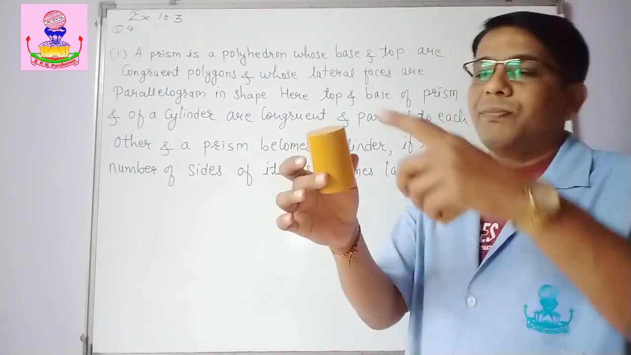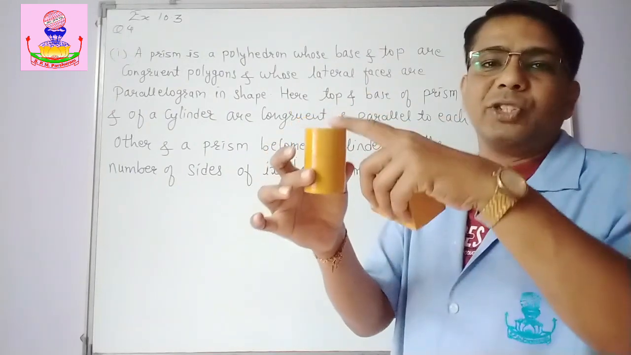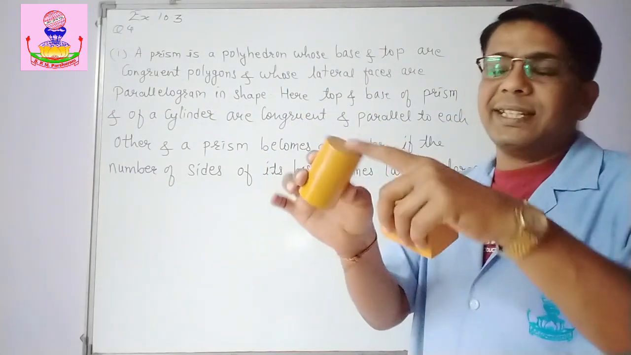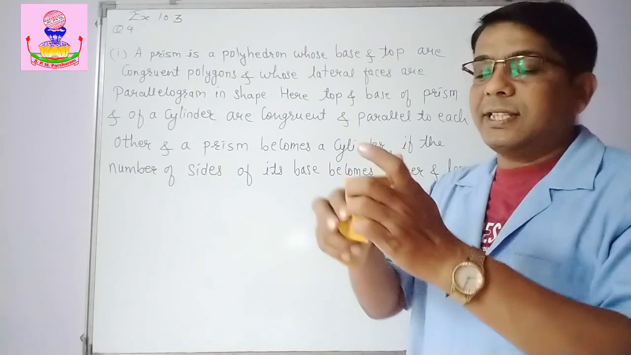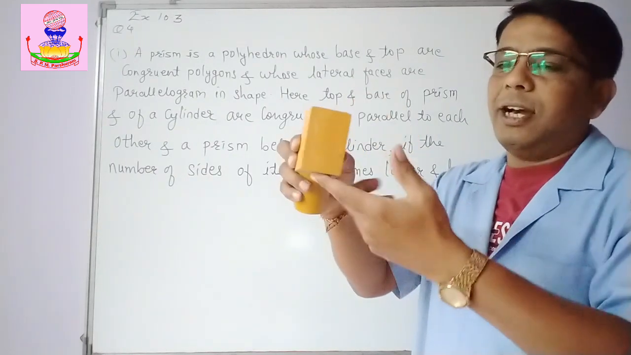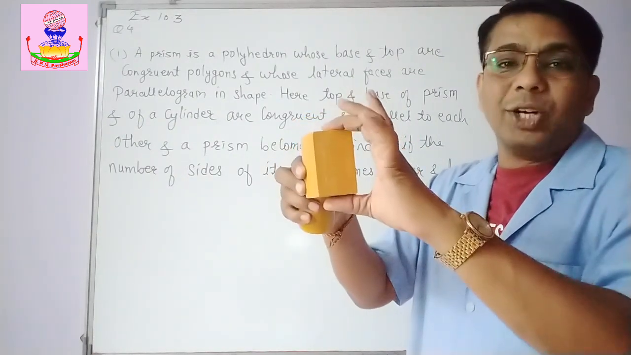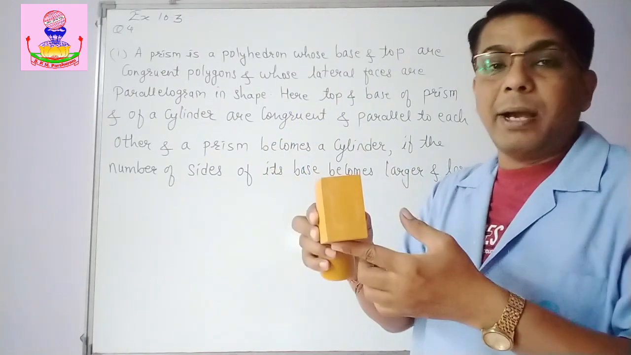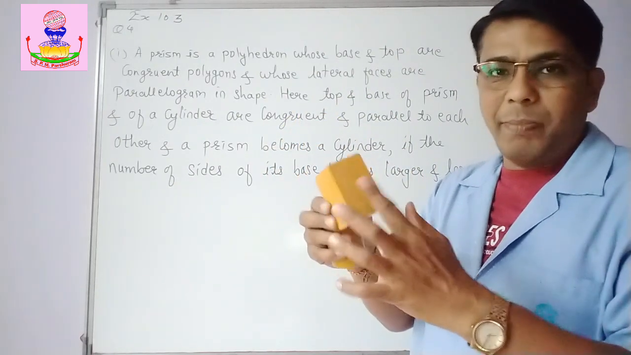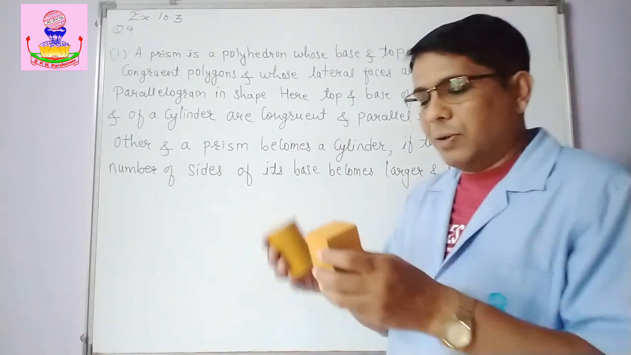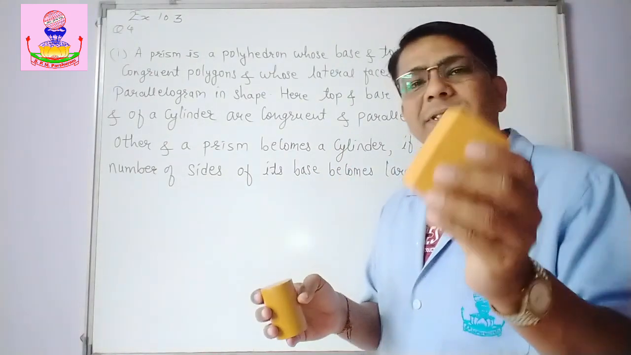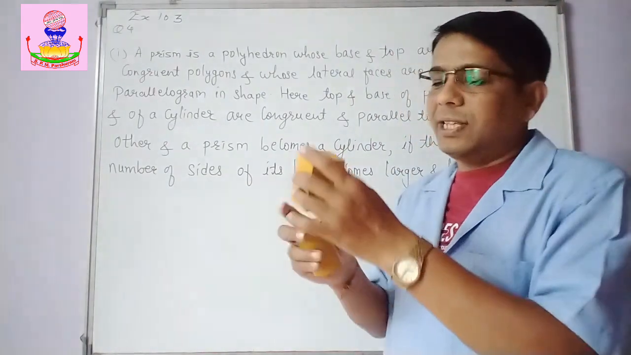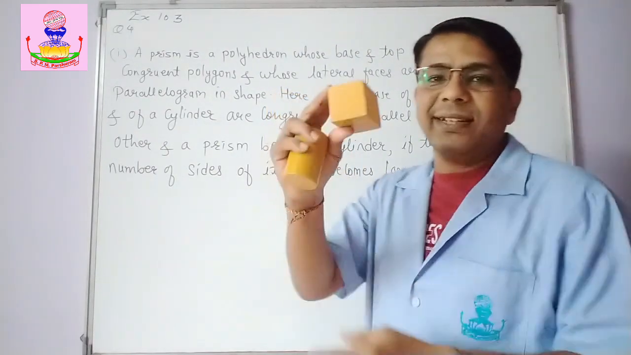So as I have shown here, these are the bases and tops of the cylinder. You can see they are congruent and they are parallel. Same is the case with the prism. These are rectangular shape, base and top. Again they are congruent and they are parallel. Lateral faces, they are parallelograms. You know that.